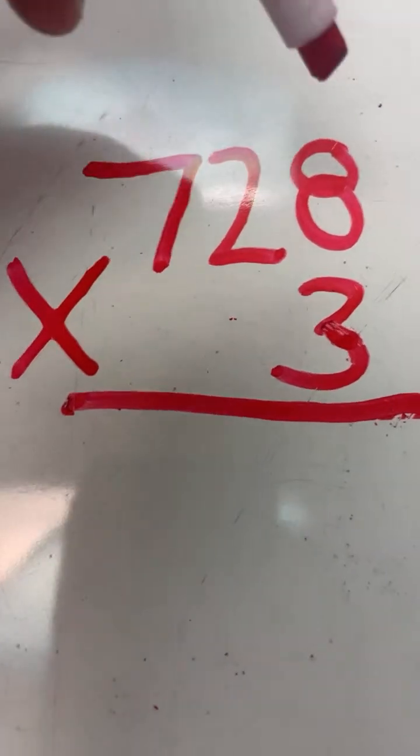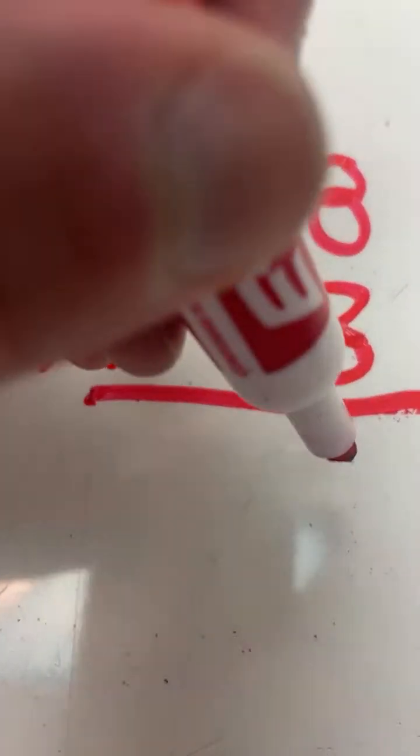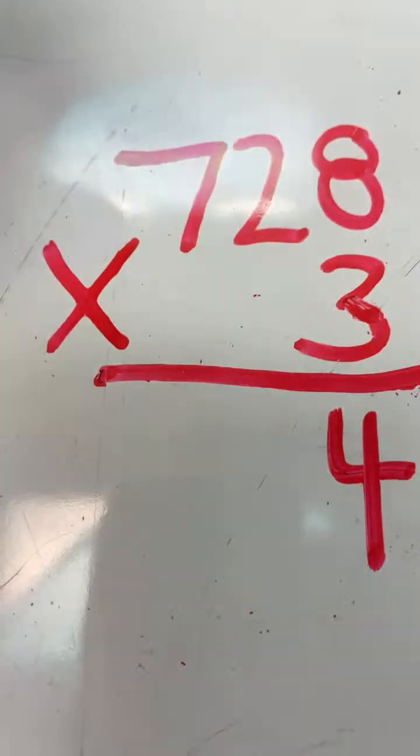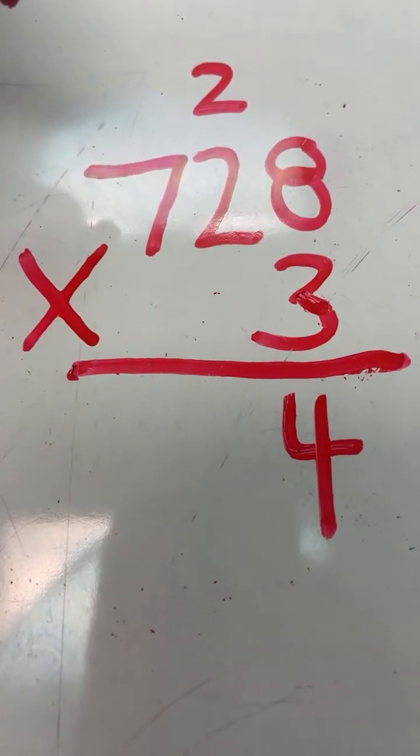So starting in the ones place, 8 times 3 equals 24. Because our product is more than 10, we have to regroup. The 4 in 24 goes in the ones place. The 2 in 24 gets carried over to the tens place.